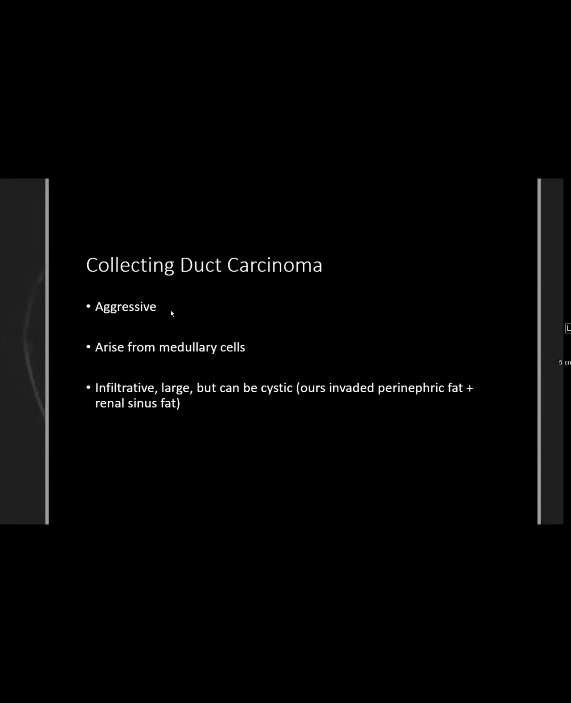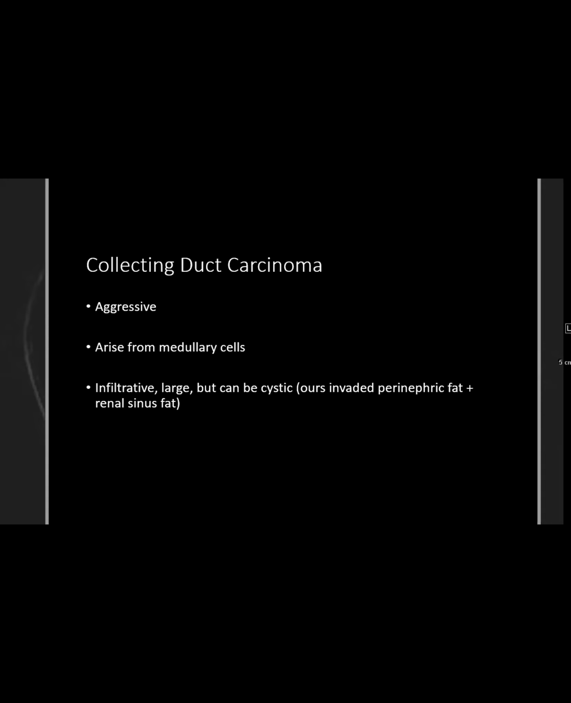So just a couple of points about collecting duct carcinomas. They used to be called Bellini duct carcinomas because they come from the medullary cells and the Bellini cells. They're very aggressive. It's usually a rare type of carcinoma. They tend to be infiltrative or large, but they can also be cystic.